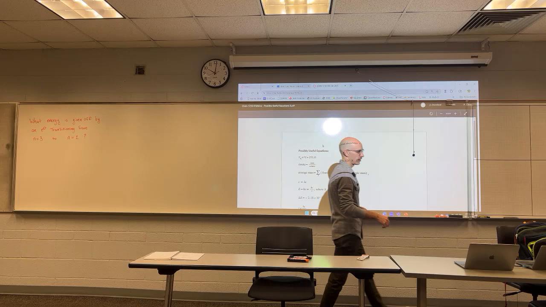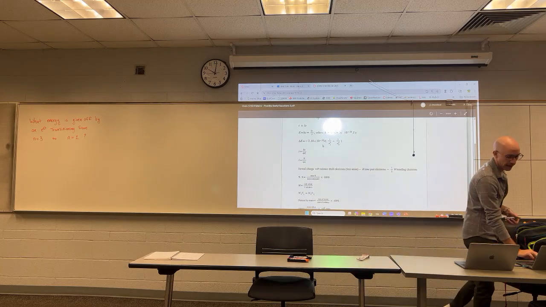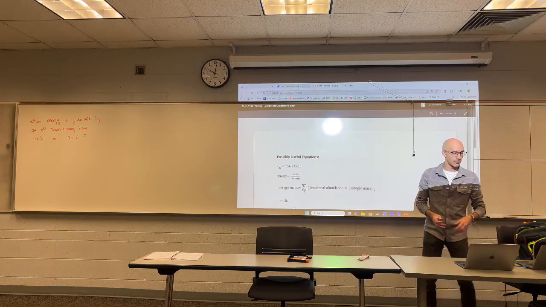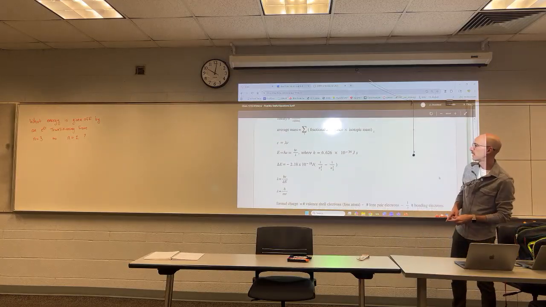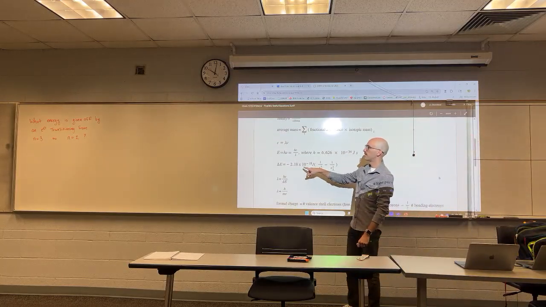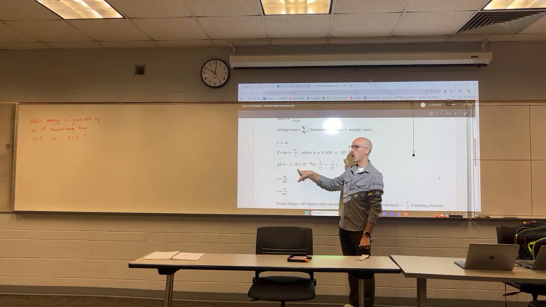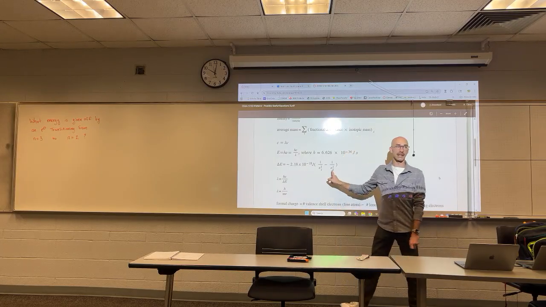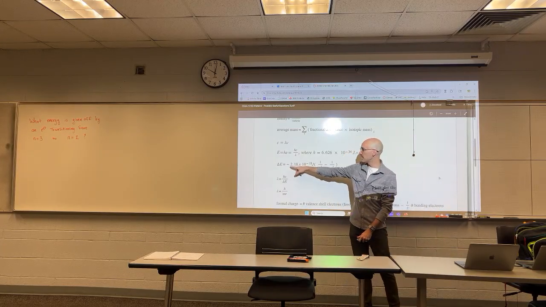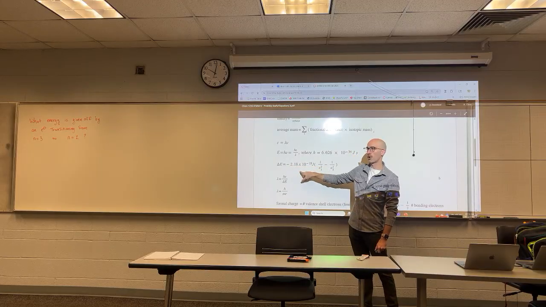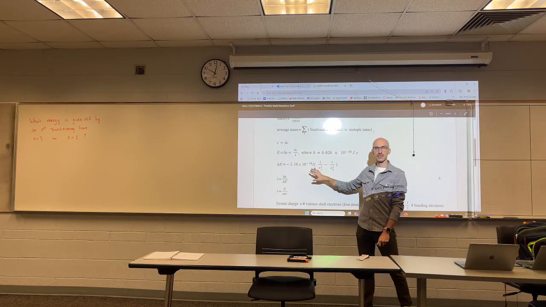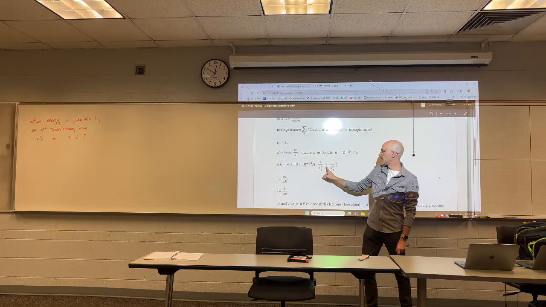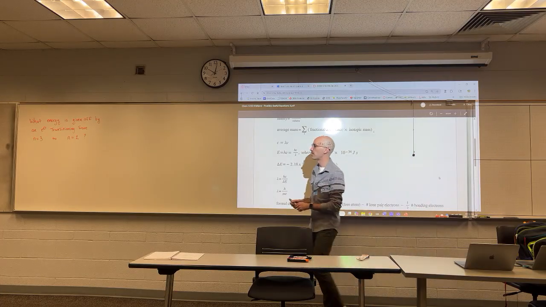Remember, we're going to use our equations sheet. We don't have to memorize this equation. We know that the energy of shell 3 is negative k over n squared, over 3 squared. The energy of shell 1 is negative k over 1 squared. So we can factor out the 1 over n squareds and the k, and we can get this equation.